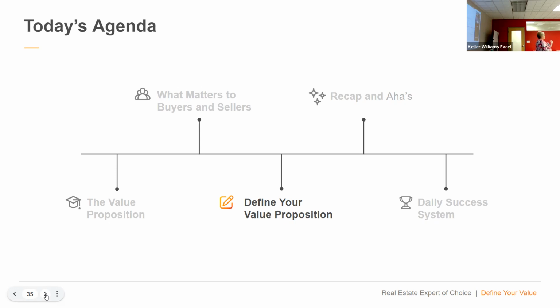So find your numbers, find your value proposition, and don't know it to brag. Know it to define and answer the question, what's in it for me to work with you as my real estate fiduciary consultant? What's in it for me? The platinum rule: go find out what people want and go deliver it for them.